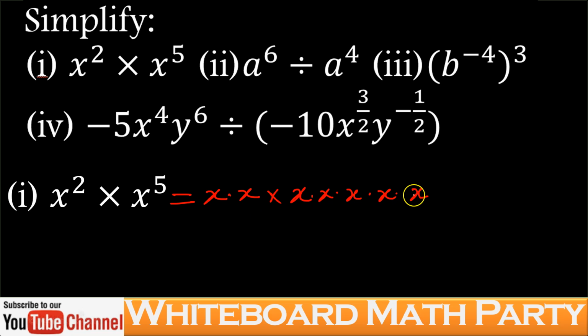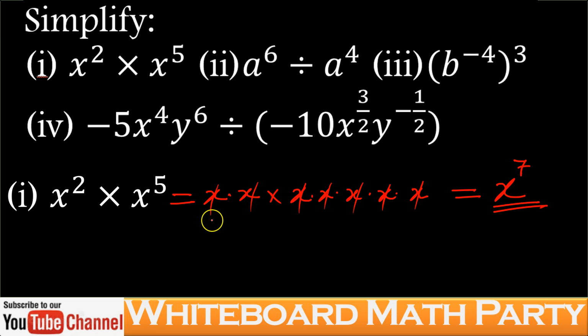So the very next thing I'm going to do to get my answer here is to count. So for me to count, I simply have to count 1, 2, 3, 4, 5, 6, 7. That's 2 plus 5, right? So it means that the total number of x I have is 7. So my answer is x to the power of 7. It's as easy as that.